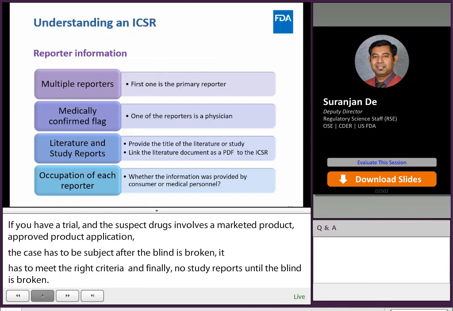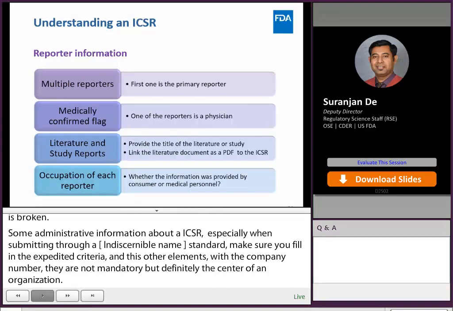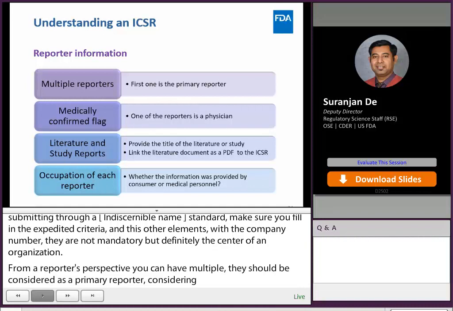From a reporter's perspective, you could have multiple reporters. The first should be considered as the primary reporter, considering whether it's medically confirmed, and whether the reporter is a physician. For the literature, please put the title, and the literature articles must be submitted as a PDF, and also the occupation of each reporter.